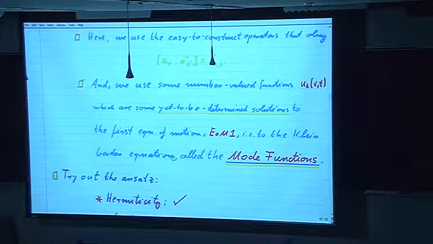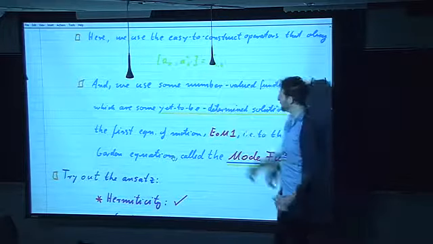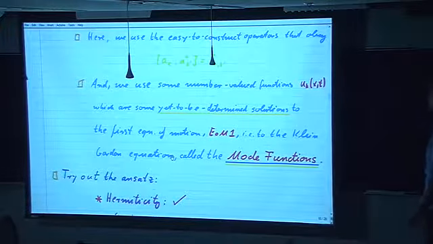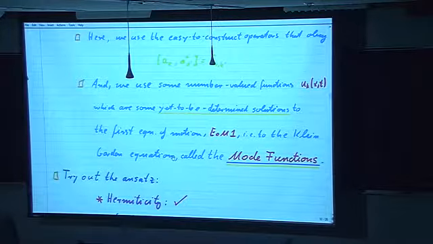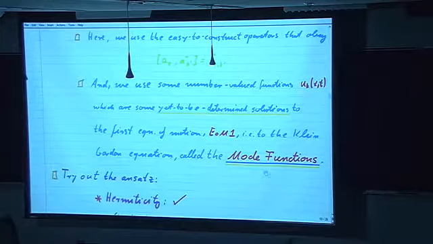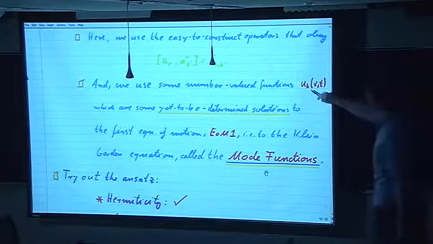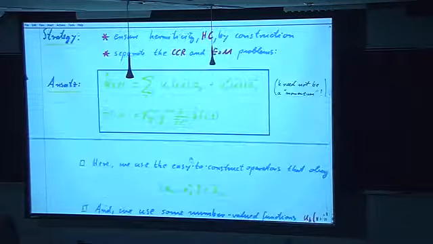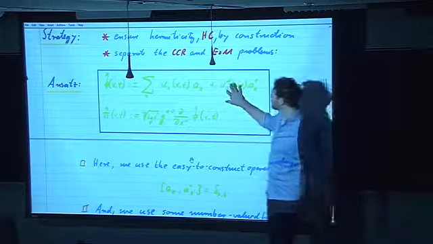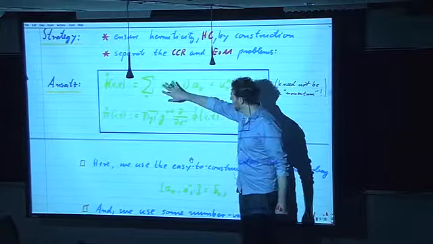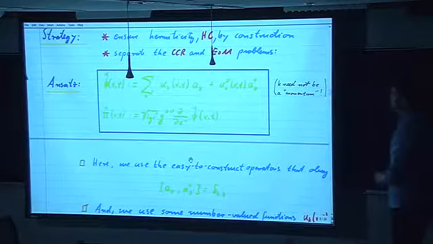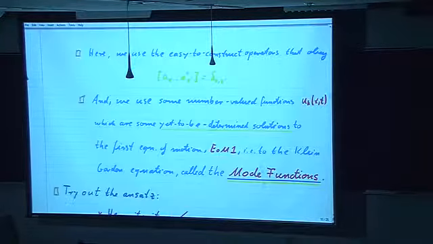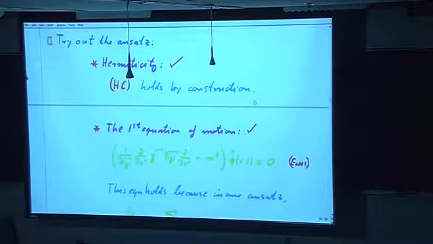Okay, so we will use these commutation relations between the a and a dagger. That will be very convenient. Oh yes, what I want to say is that these u_k of x and t, these guys here, that are central to the entire ansatz, will be called the mode functions. Okay, so we try out this ansatz.